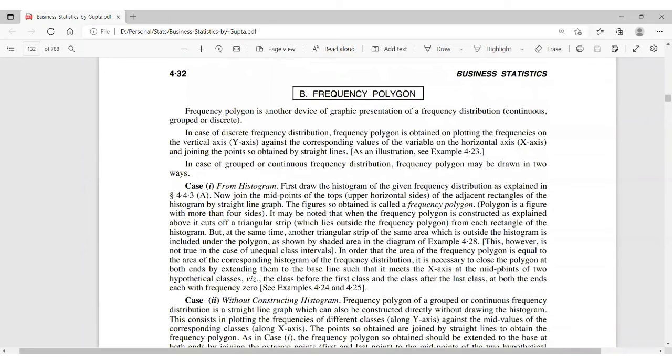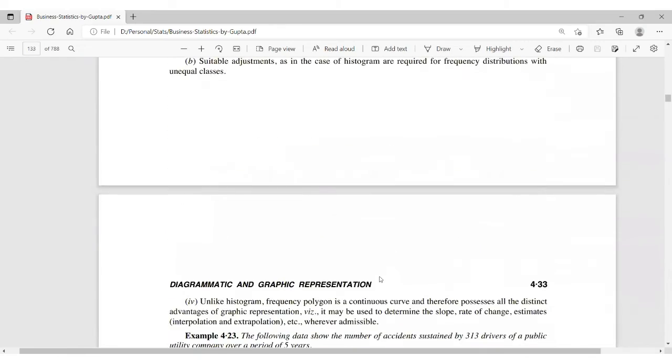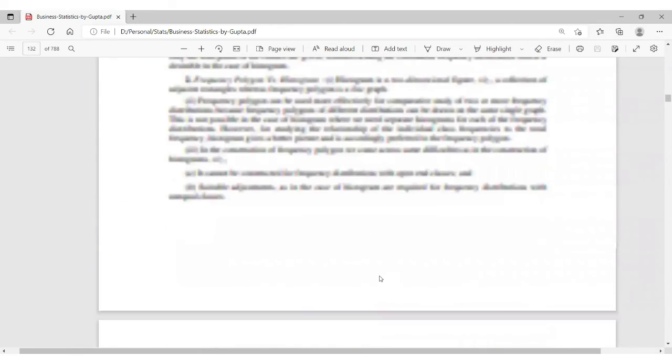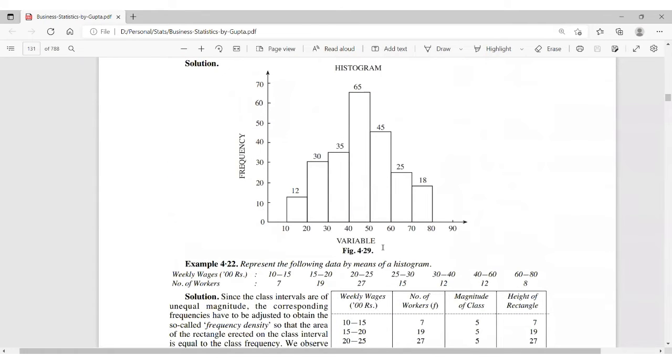Frequency polygon. See, frequency polygon, simple way mein dekh lo. Let we take this example histogram. We can draw the frequency polygon in histogram also, ya technique bata deta hoon, you can use aapke histogram aur direct bhi bana do, isi mein samjha.